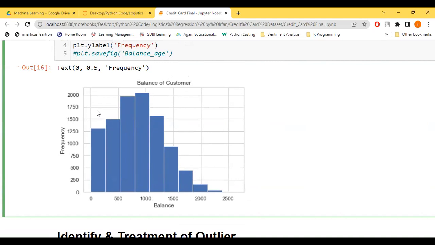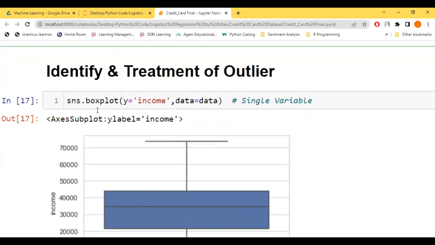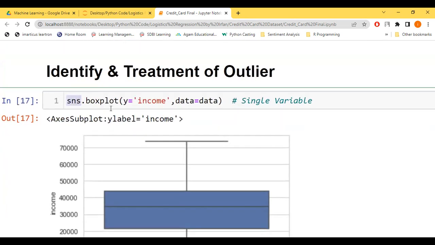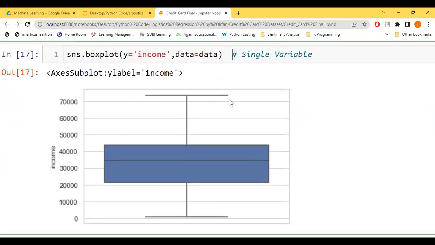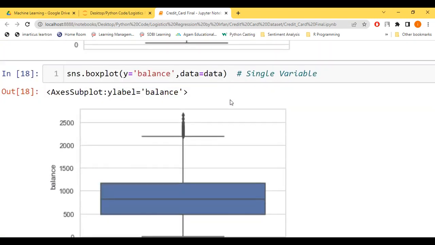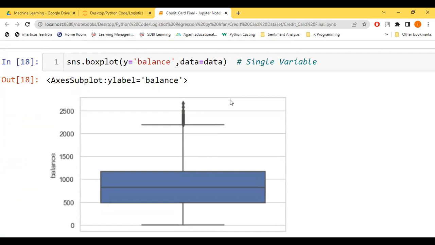Now, to identify outliers, the method we use is the box plot. Using seaborn, I want to make a box plot, y equal to income, taking data from data. Do we have outliers, guys? No, so the data is normal over here. Second, in balance, yes, there are outliers present. If you remember, guys, I keep changing the case study. Prior, I added data partition, then I added outliers. Now again I'm adding outliers for you. In a later example, I'll add missing values also.